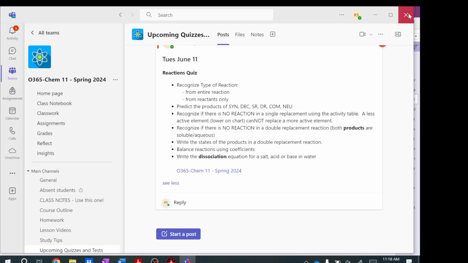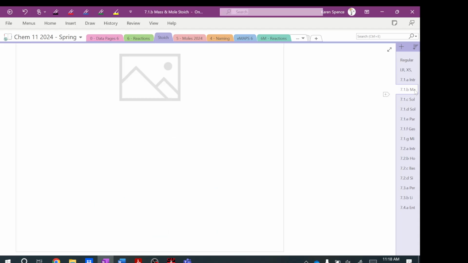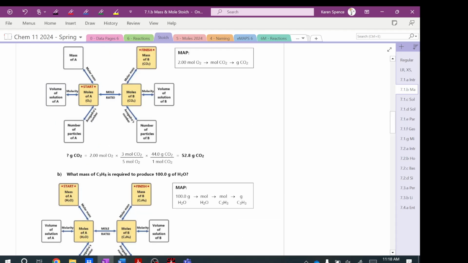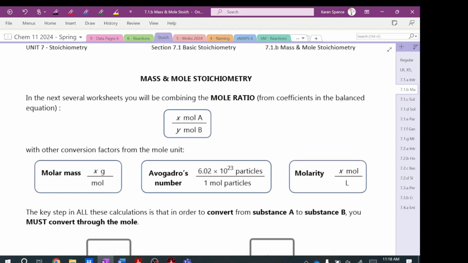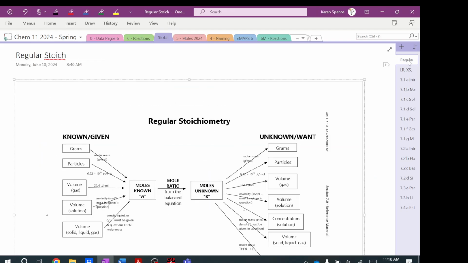All right. We are not on solution stoichiometry yet. We are on mass and mole stoichiometry. And before we do that, I'm going to have you take your green sheet that you should have gotten, and we're just going to take a look at it.